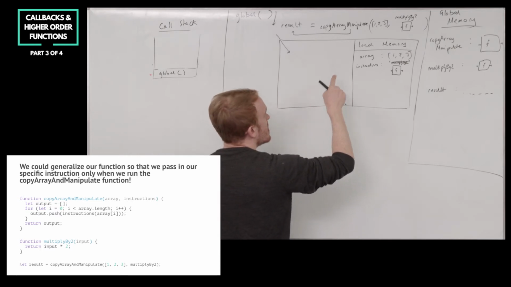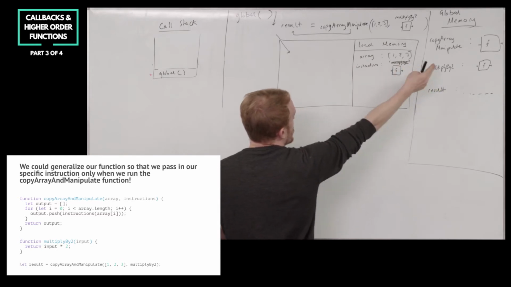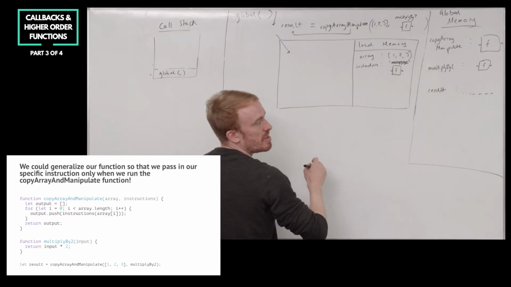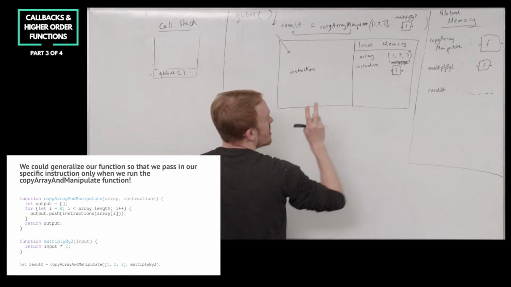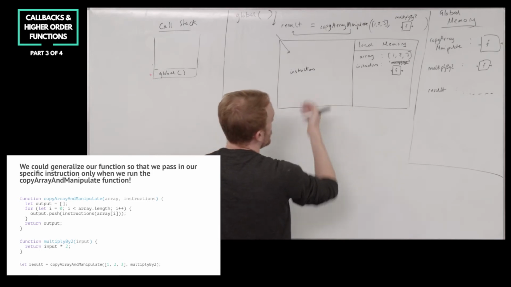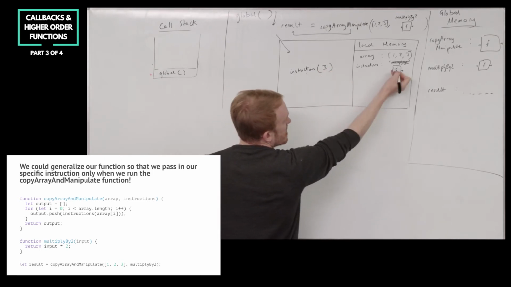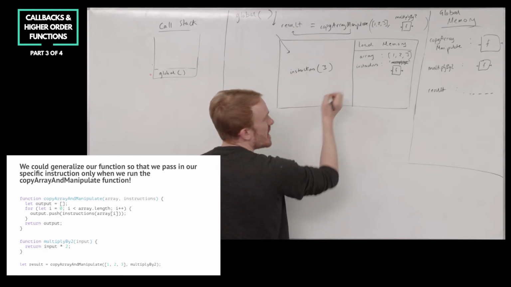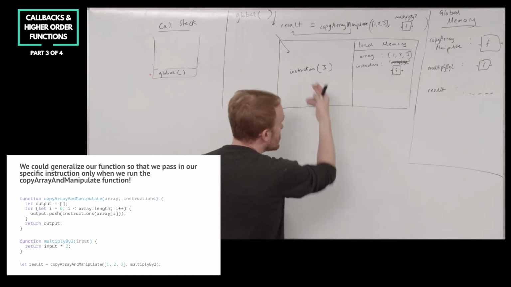So to be clear, Philip, if I wanted to run the functionality formerly known as multiplyBy2 from inside copyArrayAndManipulate, what label could I use for it? I would use instructions. And if I wanted to run multiplyBy2 with the input of 3, what would I write? Instructions, parens, 3. Because this really is multiplyBy2. It's going to be switched out in JavaScript's mind with multiplyBy2, with parens on the end.